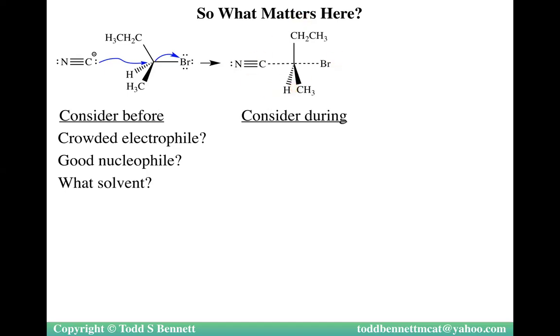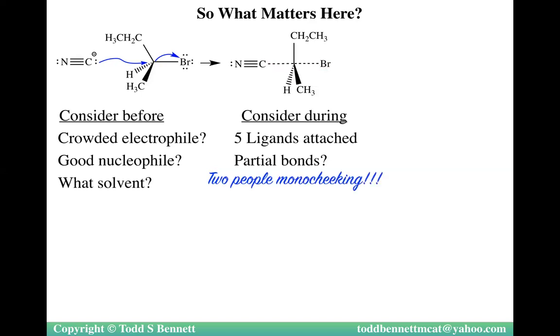The transition state in the middle has 5 things attached. Again, 3 are fully on, 2 are monocheeking. Partial bonds, absolutely. Part way on, part way off. So your partial charges have to be considered. 2 people monocheeking. I probably like that phrase a little too much.